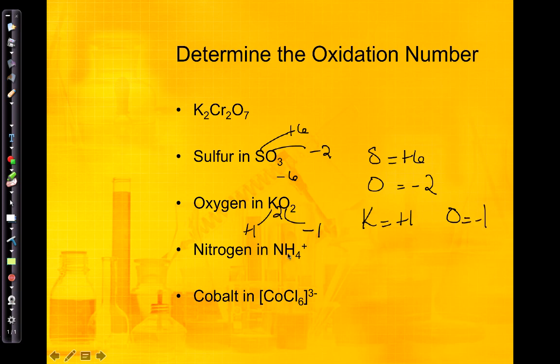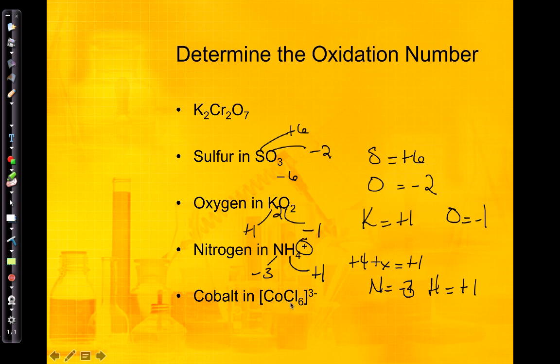So, ammonium. Well, when we look at this, hydrogen is normally +1. It's not a hydride here, it's not bonding to a metal. So there are 4 of those, so that's a +4. So +4 plus what number will give me a +1, because it has to add up to the charge. So that would be a -3. So nitrogen here is -3, and hydrogen is +1.